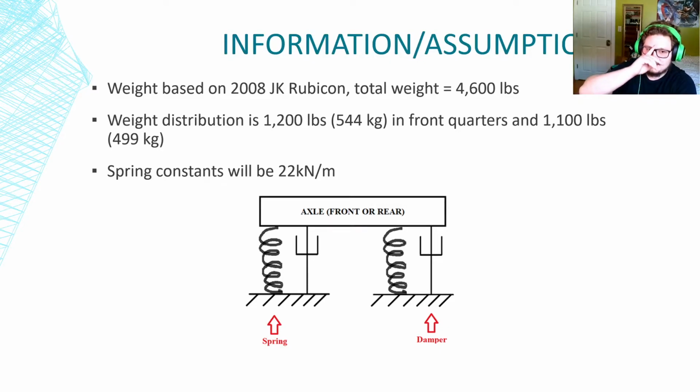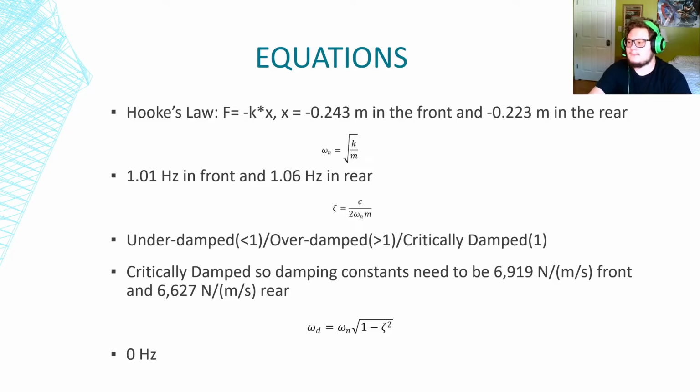And this is just a basic visual representation of a simplified suspension for the front axle or the rear. The spring is on the left and the damper is on the right. Using Hooke's law, we can solve to see the displacement in the vehicle for its static equilibrium position. So it's going to drop 0.243 meters in the front and 0.223 meters in the rear.